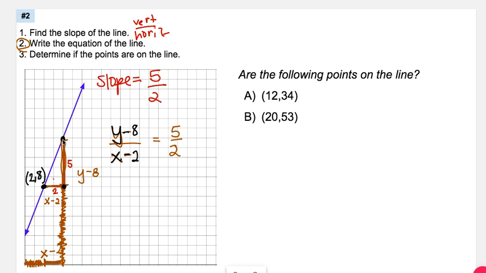This ordered pair up here is 4. So I go over 1, 2, 3, 4, and up 1, 2, 3, 4, 5, 6, 7, 8, 9, 10, 11, 12, 13. And if you really want to get crazy, we can mark this one as (4, 8).